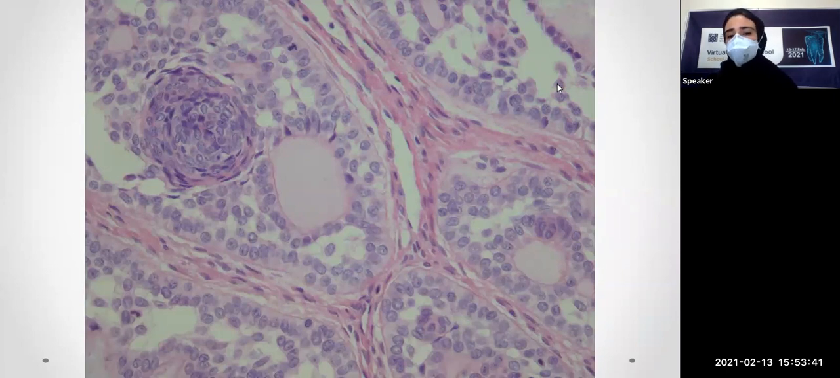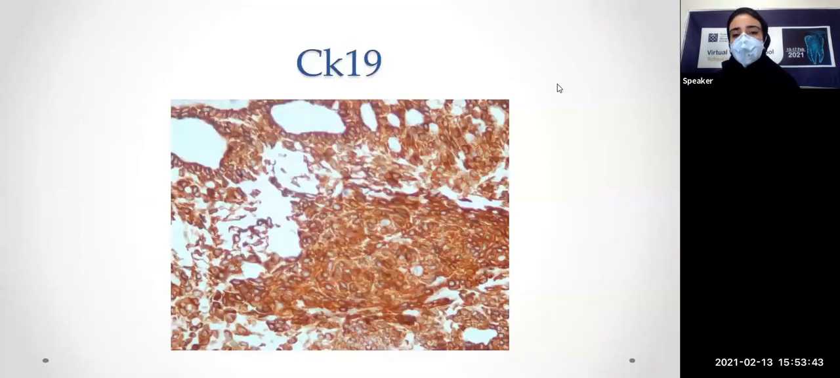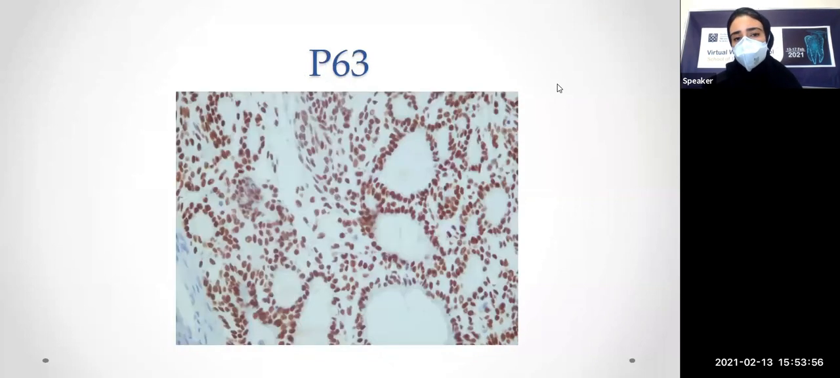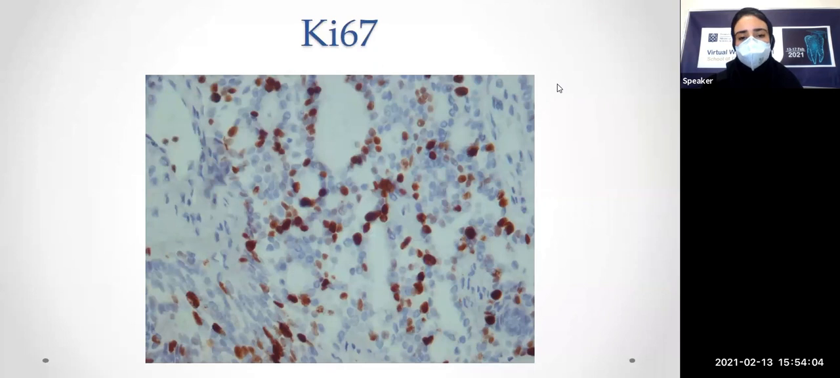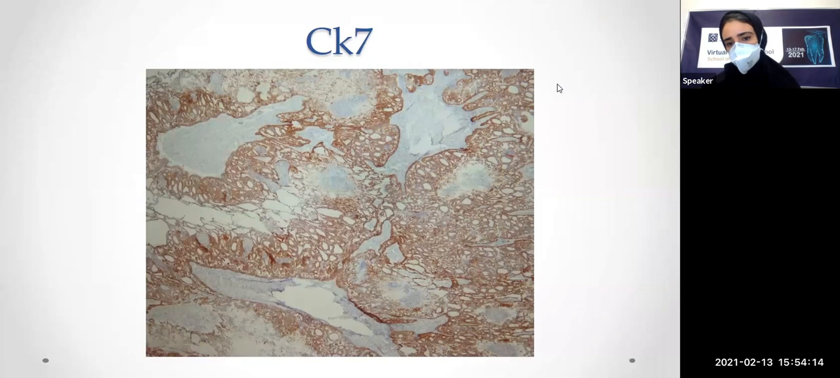By more magnification. Okay, and I did some IHC studies regarding the case. The cytokeratin 19 was strongly positive, p63 as well. The nuclear staining and positivity is revealed here. And the Ki67 staining, which is not inconspicuous or ignorable. And the cytokeratin 7, which is low molecular weight cytokeratin.